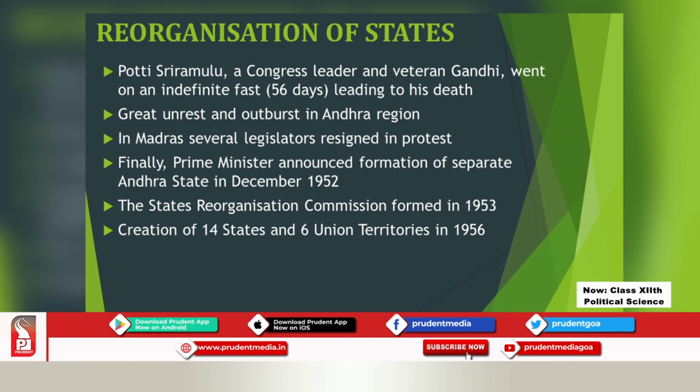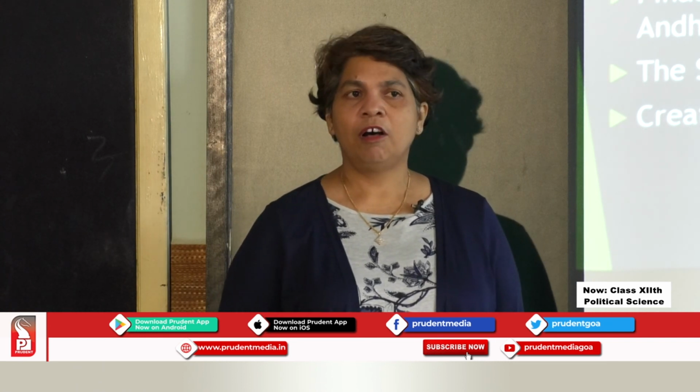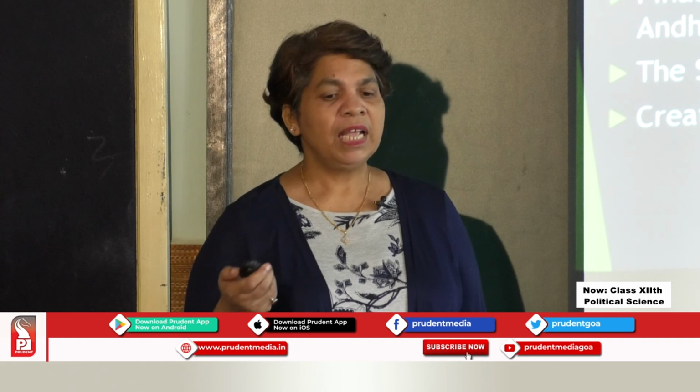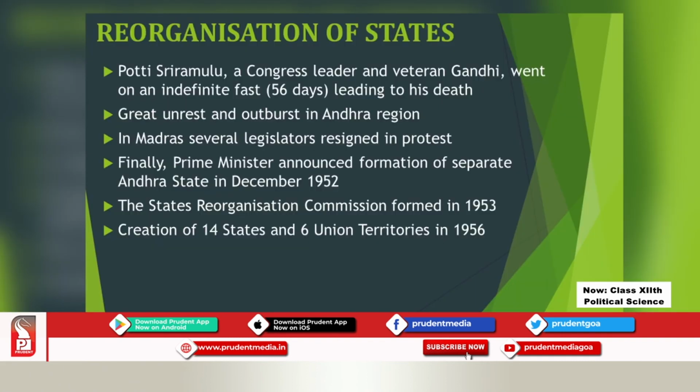Now, this movement was supported by the leader called Potti Sriramulu. He was a Congress leader and a veteran Gandhian, a devotee of Gandhi who followed Gandhian principles. He was a non-violent person, and to put forward the demand of Andhra, he went on an indefinite hunger strike, a fast for about 56 days without eating anything. And in the course of that time, the government did not pay heed to his demand, and in that course he died by fasting.